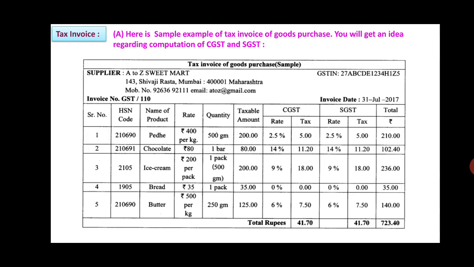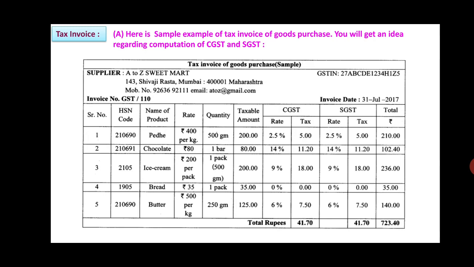Similarly for the chocolate, whose HSN code is 210691, rupees 80 is the cost. The quantity is 1 bar, and the taxable amount is 80. 14% tax is there for this. So the tax will be 11 rupees 20 paise for CGST, and 14% for SGST is also 11 rupees 20 paise. So the total cost will be 80 plus 11.20 plus 11.20, that is 102.40.